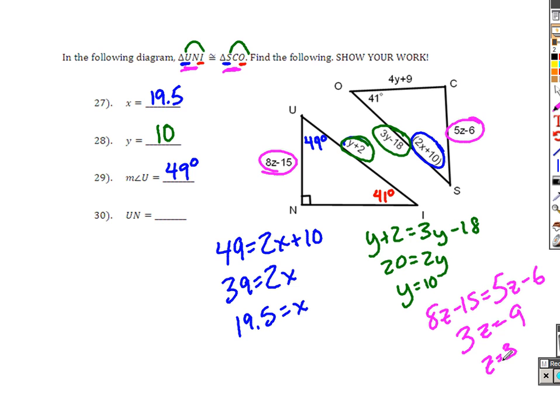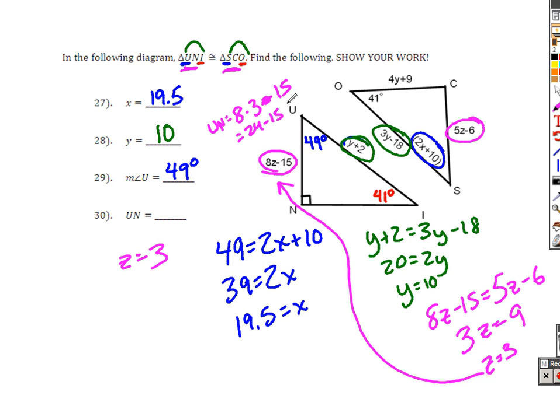Now, from here, we don't want to know what z is. If I wanted to know what z is, I'd put it right in. But in this case, I want to know what UN is. So I need to take this z equals 3 and plug it in. So plug in 8 times 3 minus 15, which equals this value of UN. 24 minus 15 is 9. So this value of UN is 9.